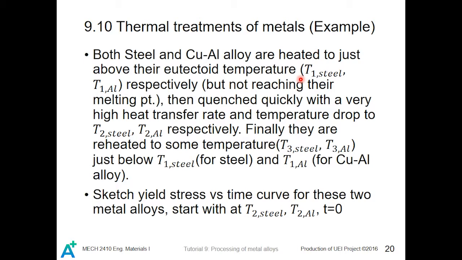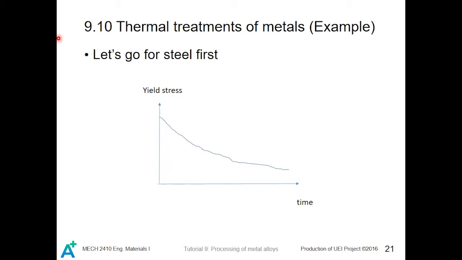So, sketch the yield stress versus time curve for those two metal alloys after the thermal treatment process, starting at the temperature T2 steel for steel and at the temperature T2 aluminium for aluminium, where time equals zero. So how can we do it? Let's go for steel first.